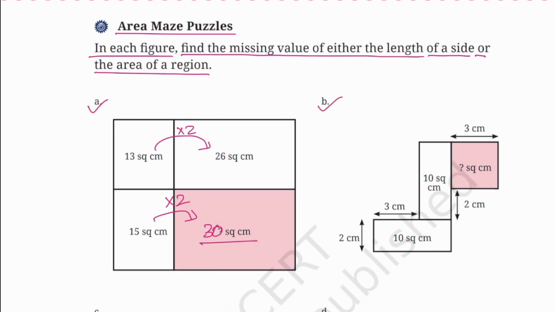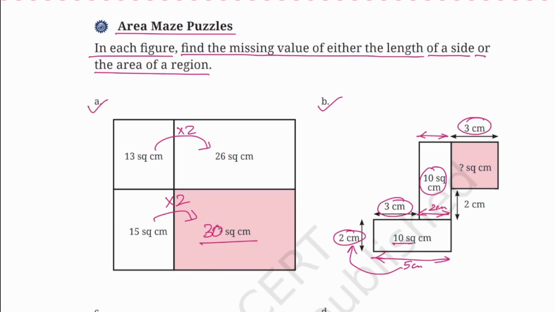B. Similarly, you can find area of this shaded region. This is 3 centimeter. It is written this has area of 10 square centimeter and it is given here 3 and here 2. So this will be 2 centimeter such that this length become 5 centimeter. So 5 into 2 is equal to 10 square centimeter.